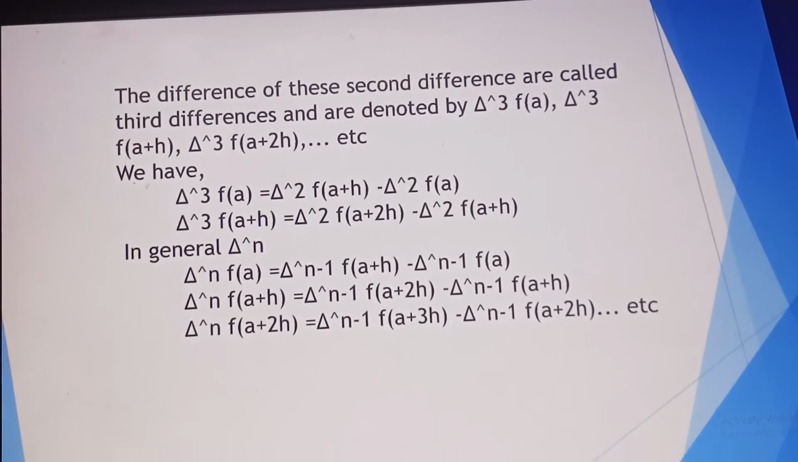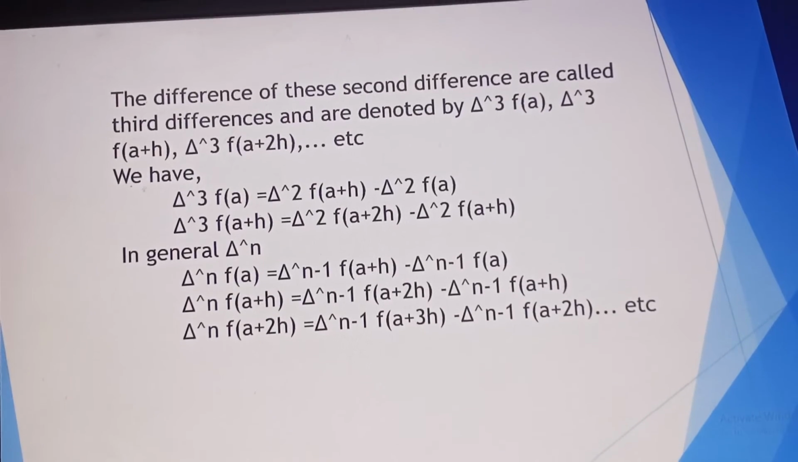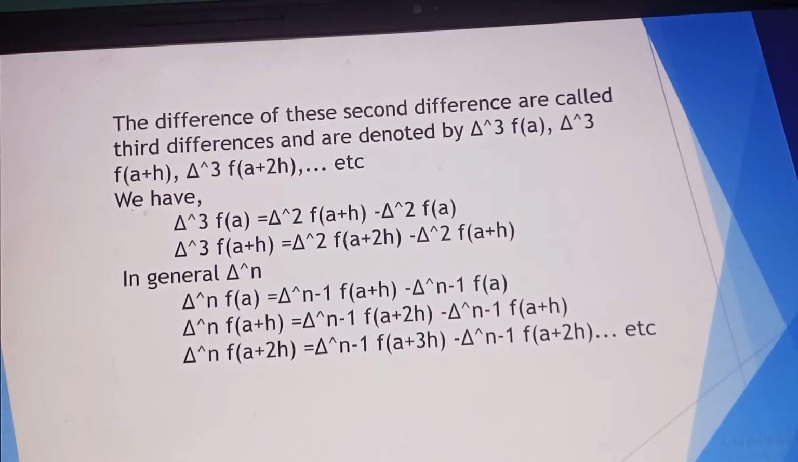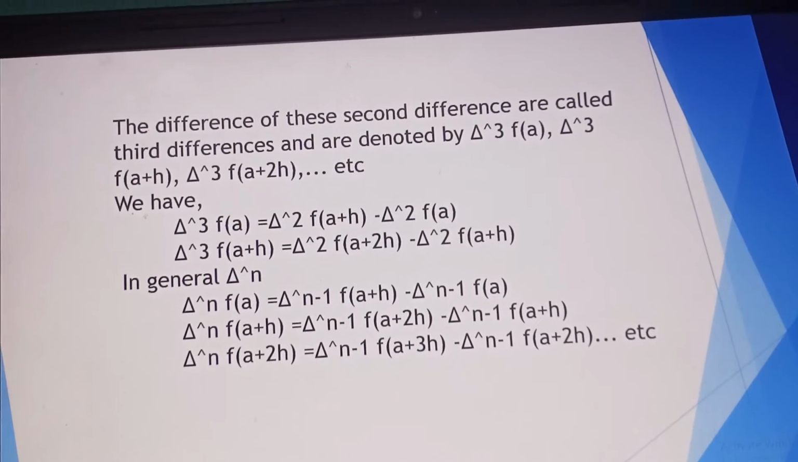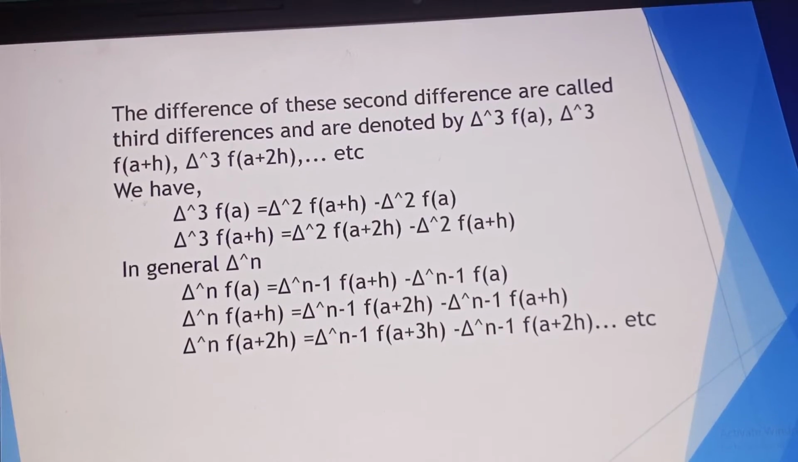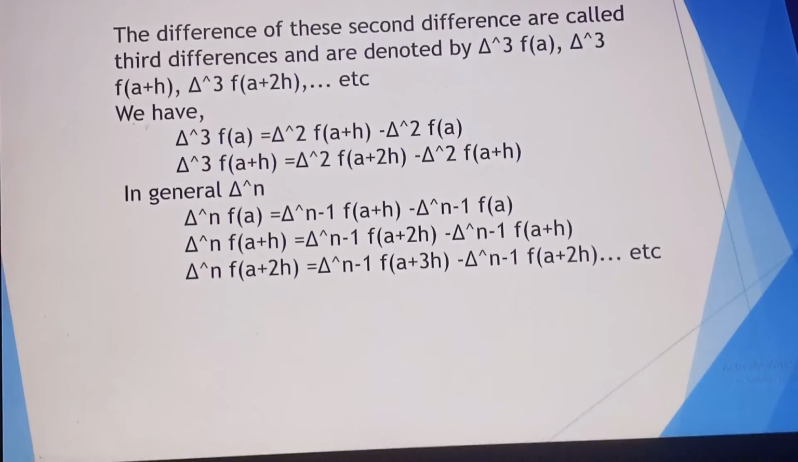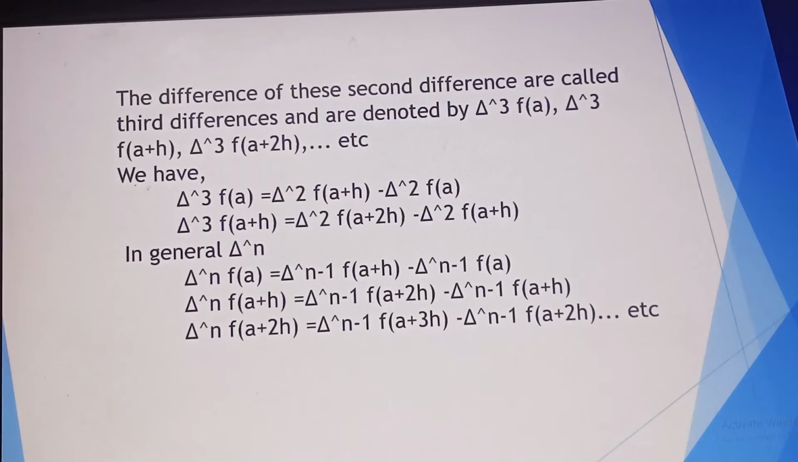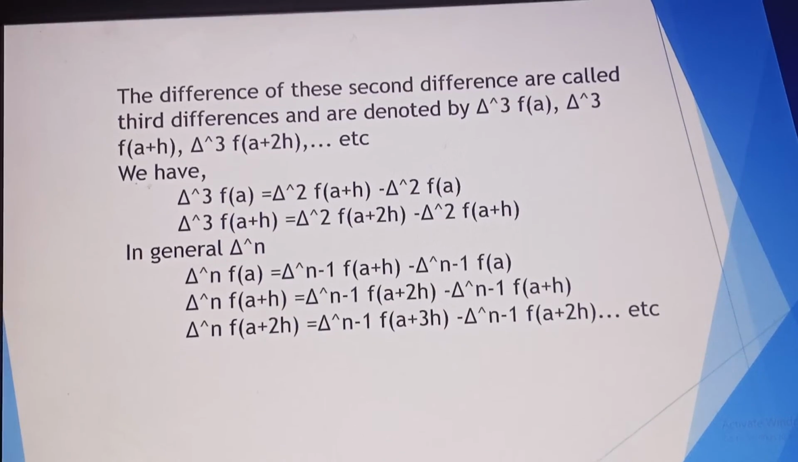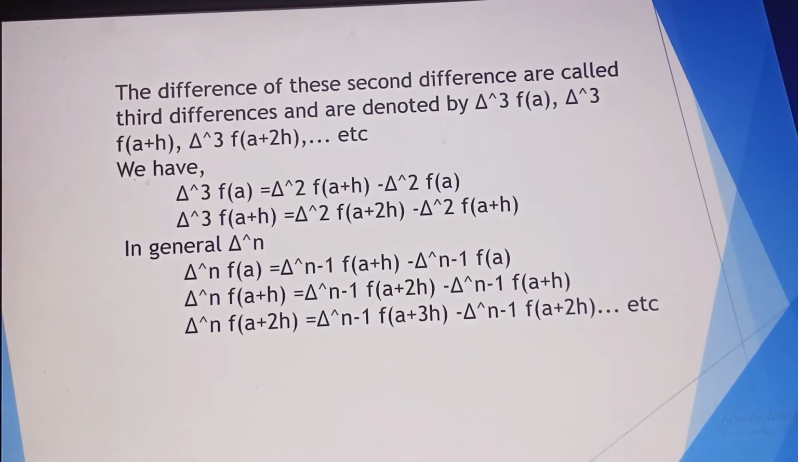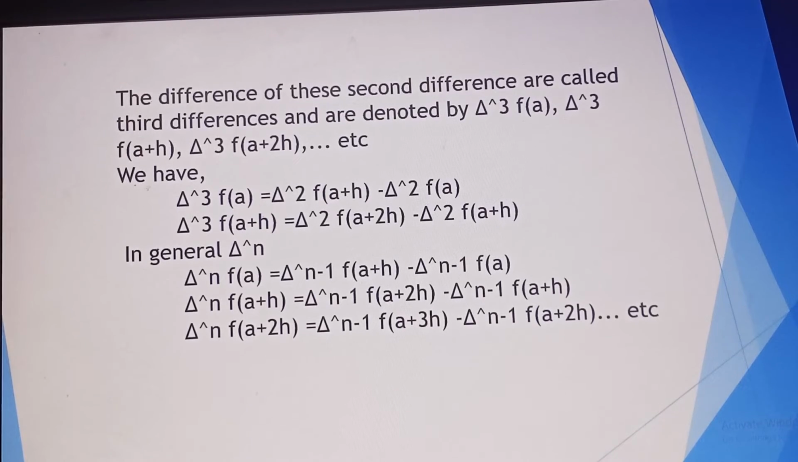From this we can define in general form: delta raised to n f of a equal to delta raised to n minus 1 f of a plus h minus delta raised to n minus 1 f of a. Delta raised to n f of a plus h equal to delta raised to n minus 1 f of a plus 2h minus delta raised to n minus 1 f of a plus h. Delta raised to n f of a plus 2h equal to delta raised to n minus 1 f of a plus 3h minus delta raised to n minus 1 f of a plus 2h, etc.